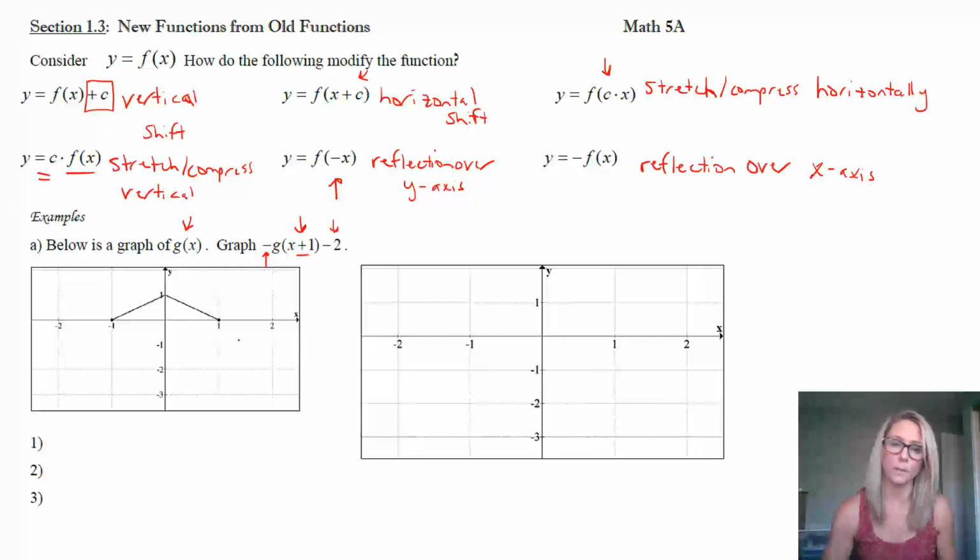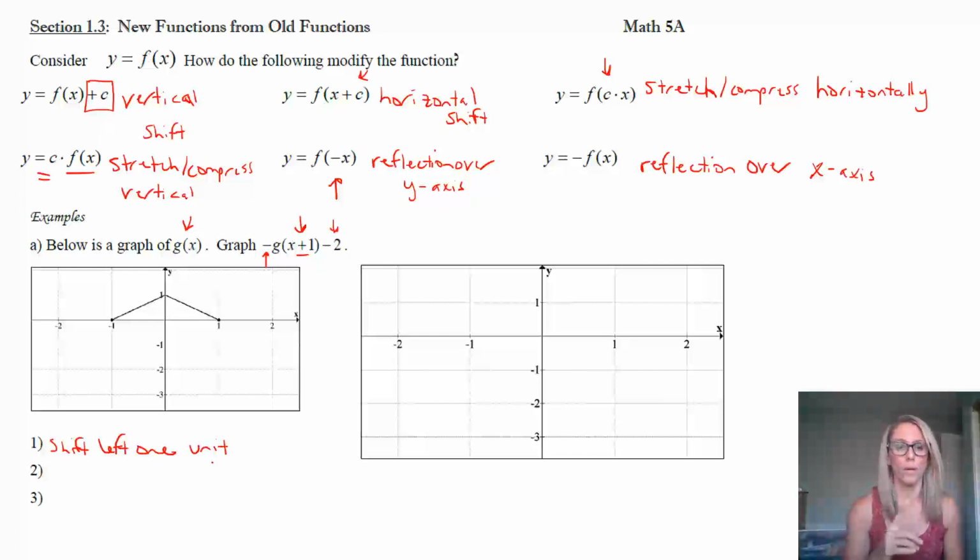Notice that I have this +1 here. And what happens is, this actually does the opposite of what you think in the horizontal shift. So when it's inside like that, this is going to be a shift to the left 1 unit. So whatever value you put in is going to now move to the left. So you can do it kind of a couple different ways. I'll show you kind of the slower way.